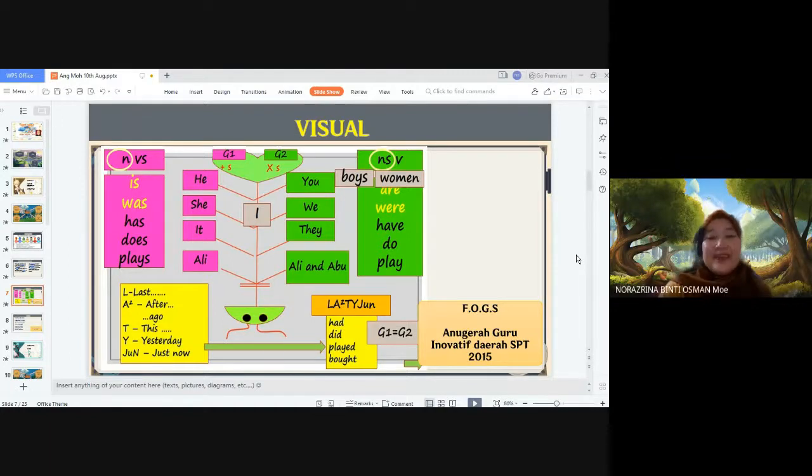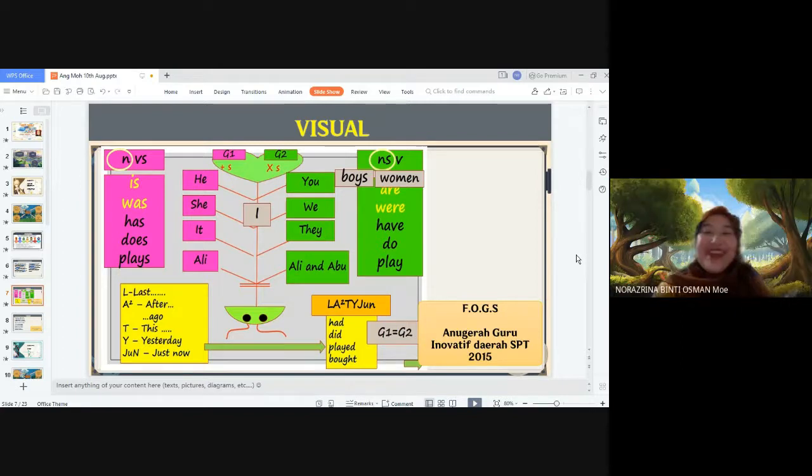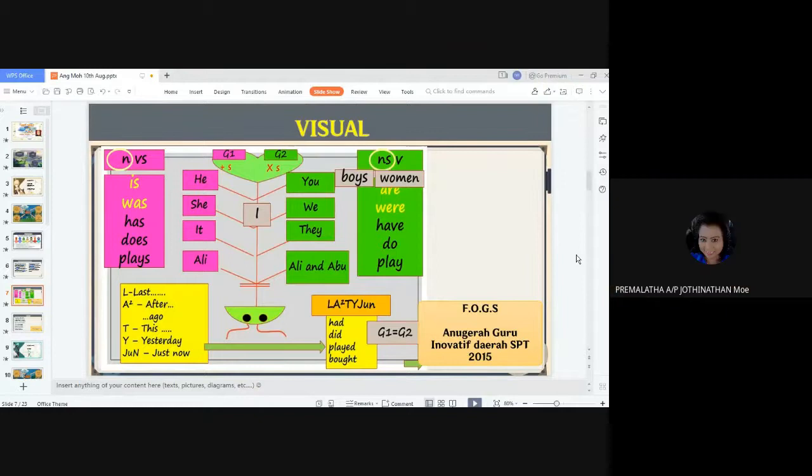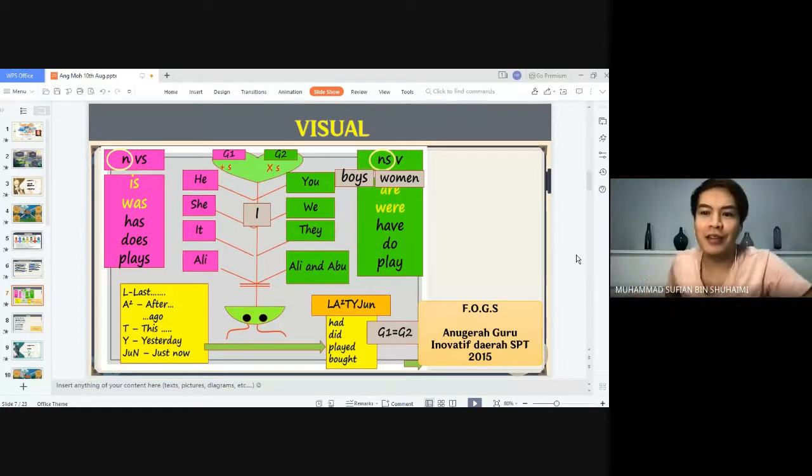You guys explore my visual image mnemonic first. That's what I read, actually, shared with FOGS, Anugerah Guru Inovatif. Only that part I read. Now singular verb plus S, now plural verb no S. And then the pupils are clever, and the subject uses braces.